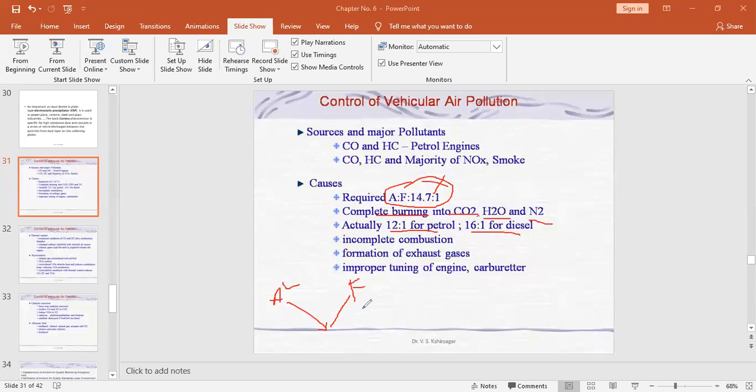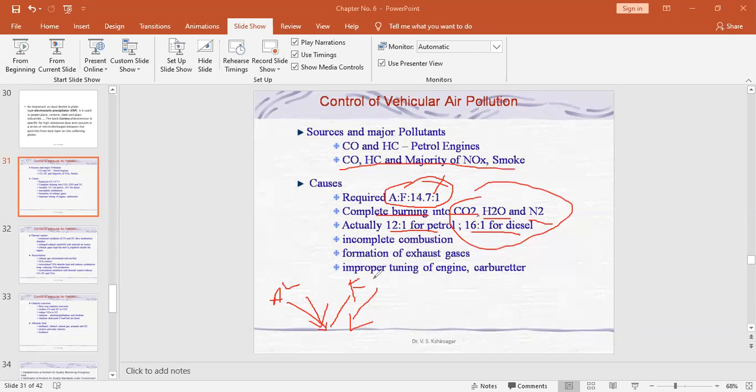In that case, fuel is coming at a faster rate than required, and air is definitely getting less. So such imbalances create incomplete burning of fuel, and because of incomplete burning there will be emission of such gases instead of these gases. And it creates vehicular air pollution.